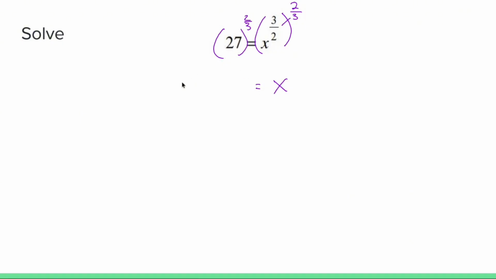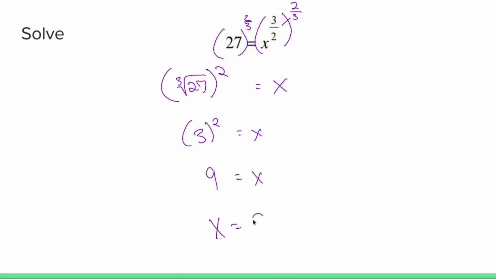27 to the 2/3 power can be written as the cube root of 27, all of it squared. The cube root of 27 is 3, and 3 squared is 9. So x is 9.